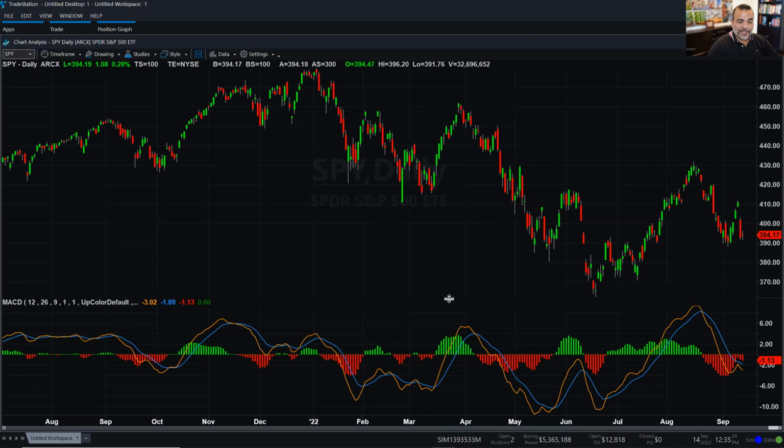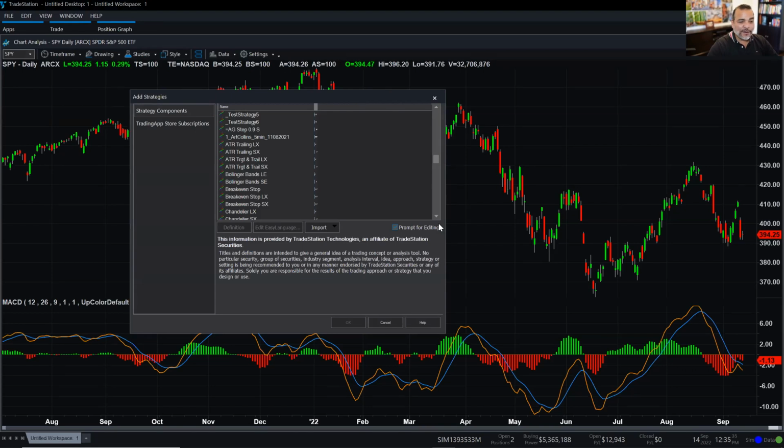So guess what? We have a strategy that follows that signal to the T. If you go to studies and add strategy, you're going to find strategies that follow most technical ideas that are available in the market. A lot of times these are very well-known technical ideas: Bollinger Band, price channel, Keltner channels. You have DMI, RSI, whatever the technical idea may be. TradeStation probably has a strategy component that you can add to the mix and test. So I'm going to scroll down here to MACD.